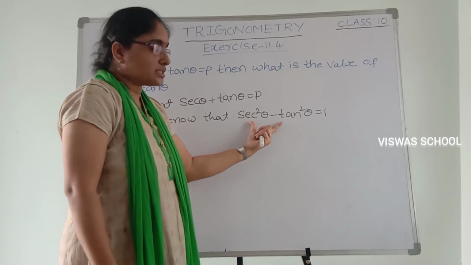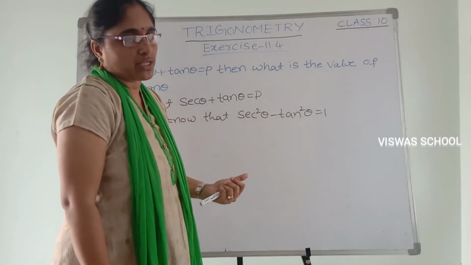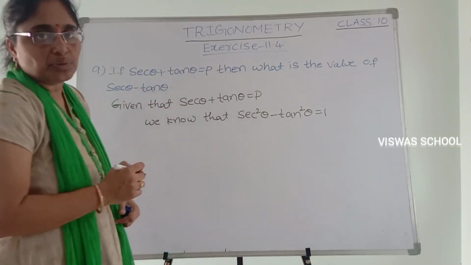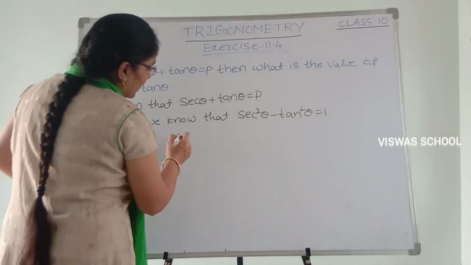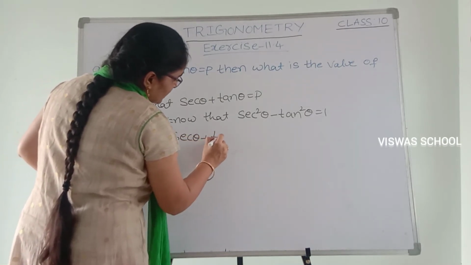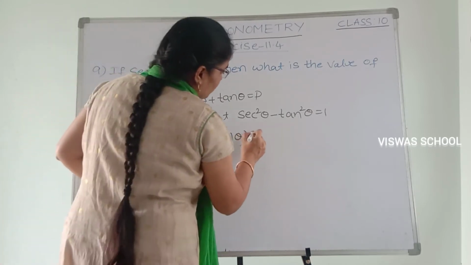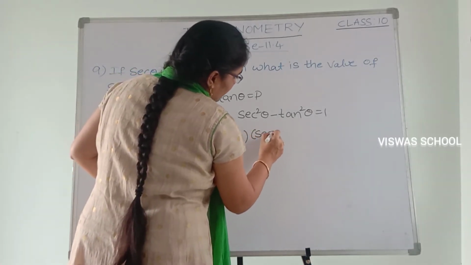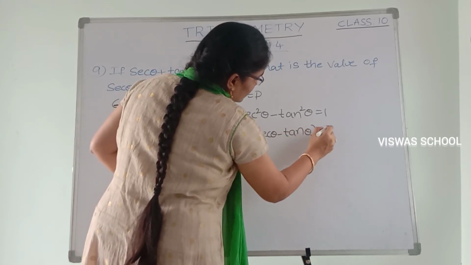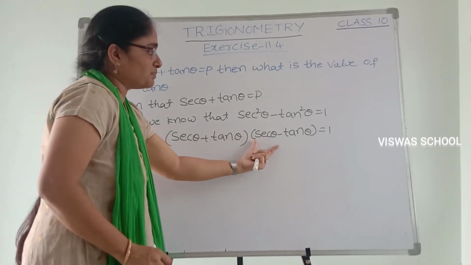If you observe this, it is in the form of a square minus b square. That is, we can write it as (a plus b) into (a minus b). So we write (secant theta plus tan theta) into (secant theta minus tan theta) is equal to 1, in the a plus b into a minus b form.